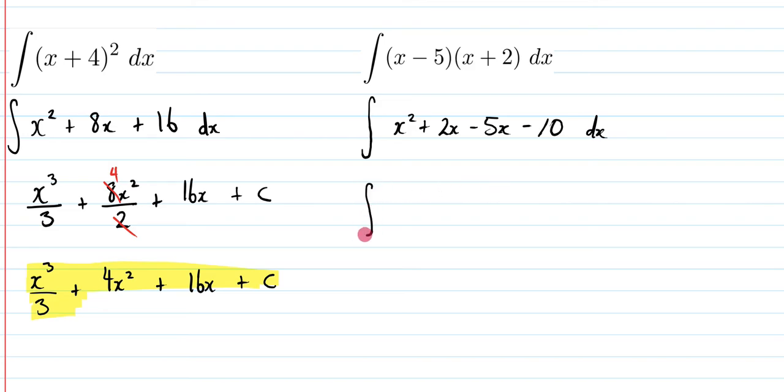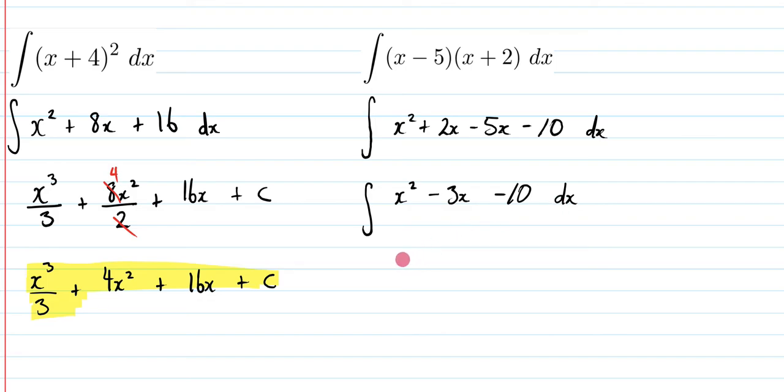I can then clean that up a little bit. This is going to be x squared minus 3x minus 10, anti-differentiating that. Have I been saying differentiate when I've meant to be saying anti-differentiate for some of them? I apologize if I have.